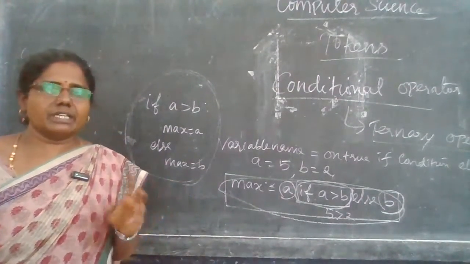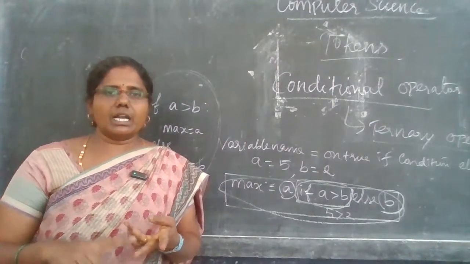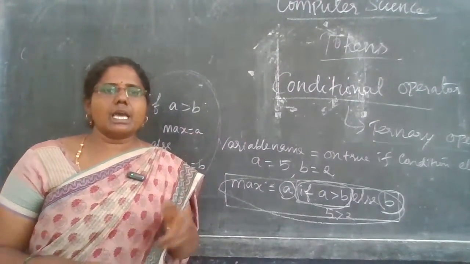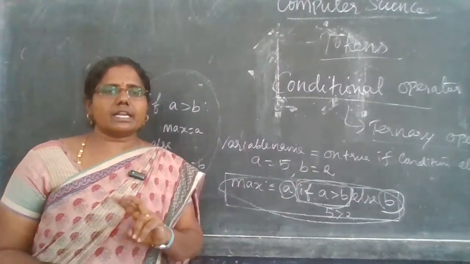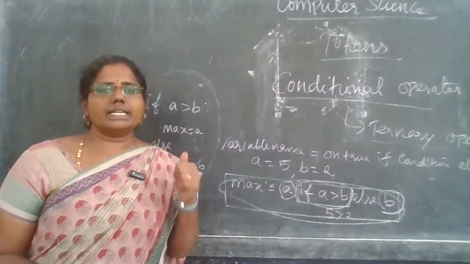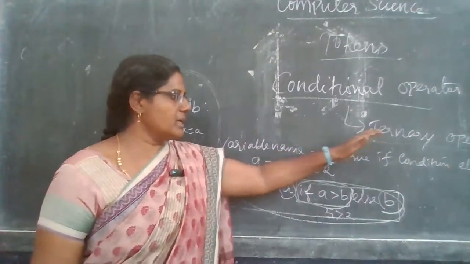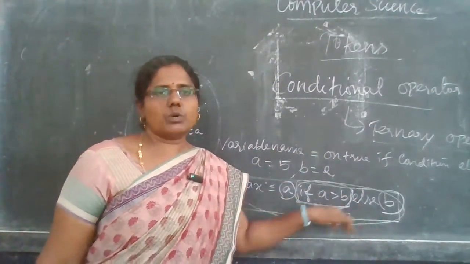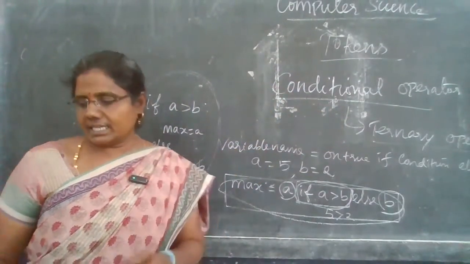In the previous class we discussed four operators: arithmetic operator, relational operator, logical operator, and assignment operator. These operators are called binary operators because they require only two operands. But this operator is called a ternary operator because it requires three operands. Another name of the conditional operator is the ternary operator.